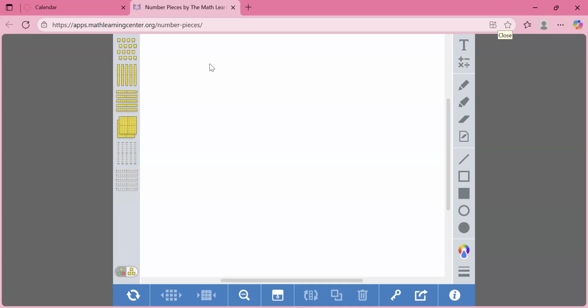Today we are going to learn how to use place value to add two-digit numbers. By the end of our lesson, you'll be able to break numbers into tens and ones and use that to find the sum. Do you guys know what the word sum means? If you don't, it's okay.